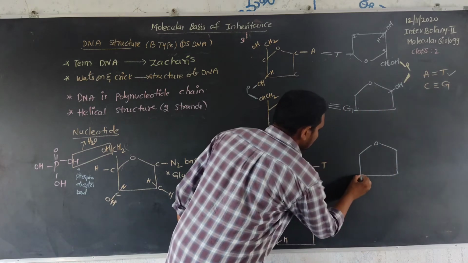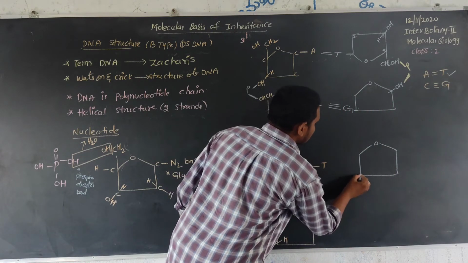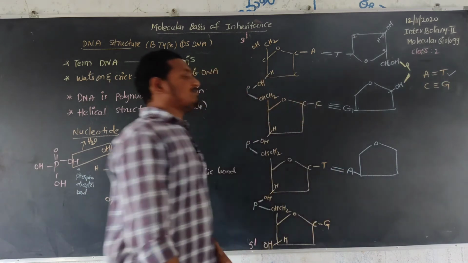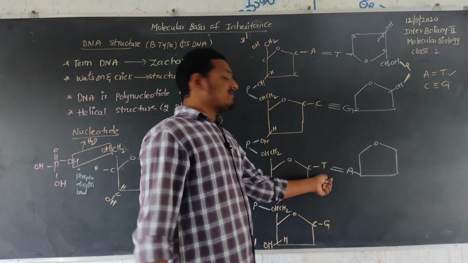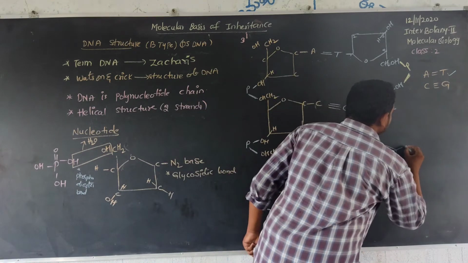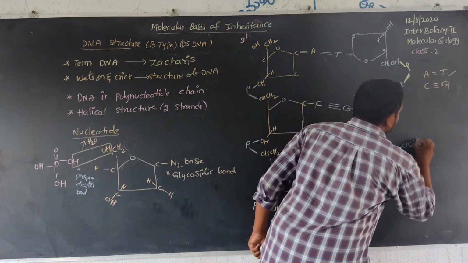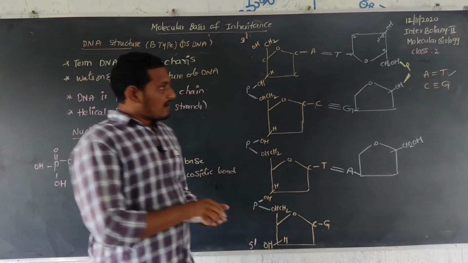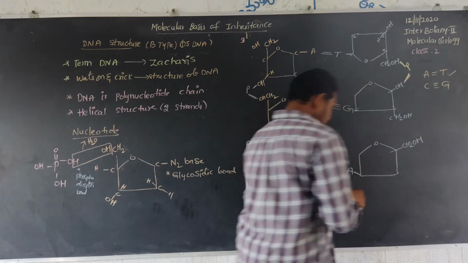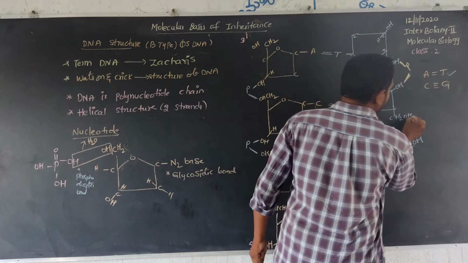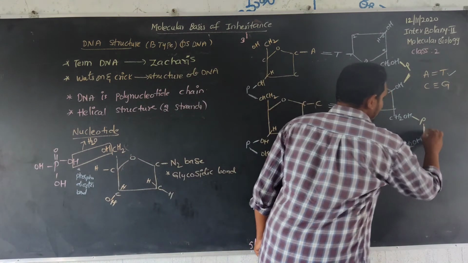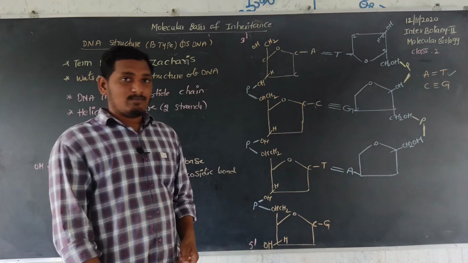Next, nucleotide. Carbon number 1 attaches with a nitrogen base. Thymine attaches with adenine by the help of a double hydrogen bond. The third carbon has an OH, and the CH2OH is freely attached. Here the CH2OH is connected with phosphoric acid. This phosphoric acid binds with the CH2OH by the help of a phosphodiester bond.